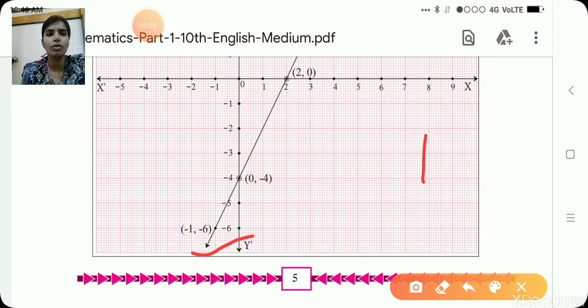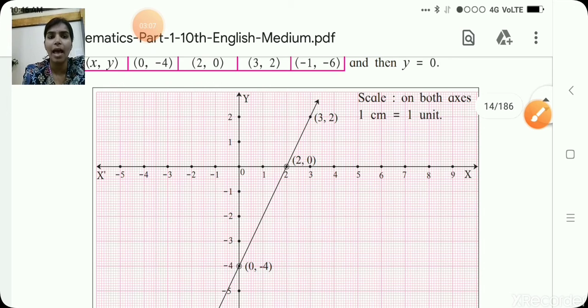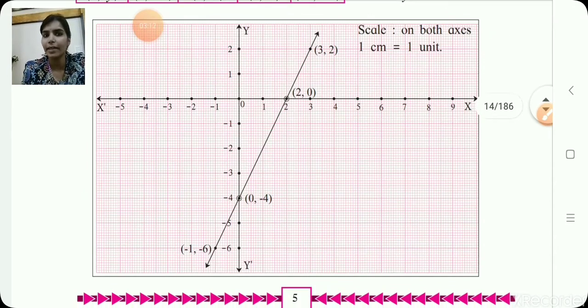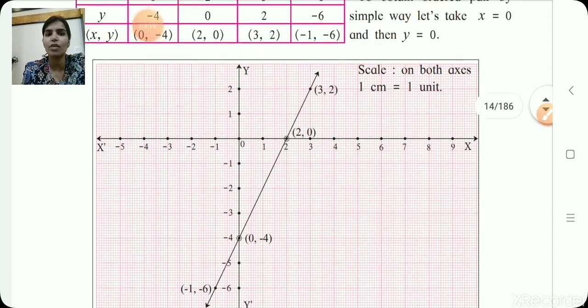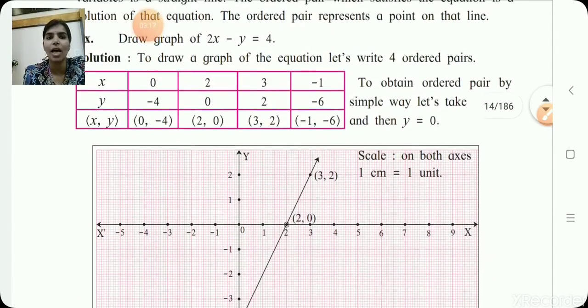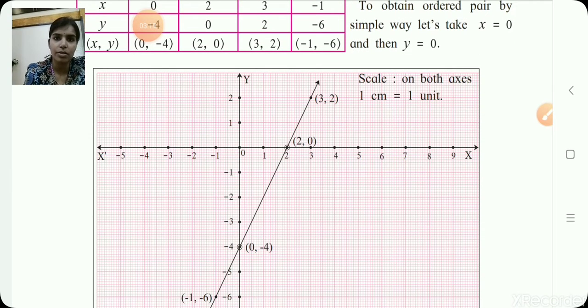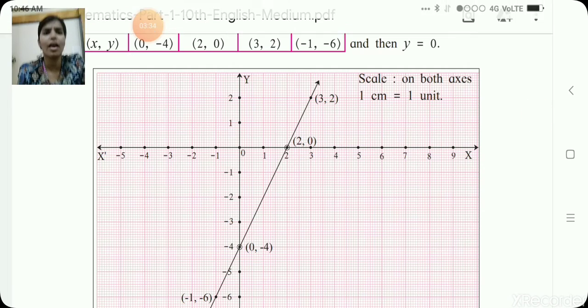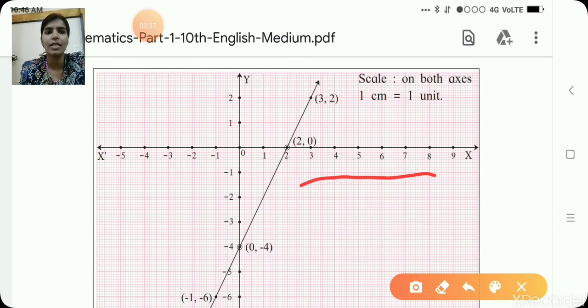Then you want to draw the line which passes through all the coordinates. So we are drawing that line. This is the line of the equation 2x minus y is equal to 4. We have finished that, but before completing it you have to write down the scale of the axes. It is very important. So we write the scale on both axes: 1 centimeter is equal to 1 unit. Why are we taking 1 unit? Because here we are taking a difference of 1. That's why we write scale is equal to 1 unit.